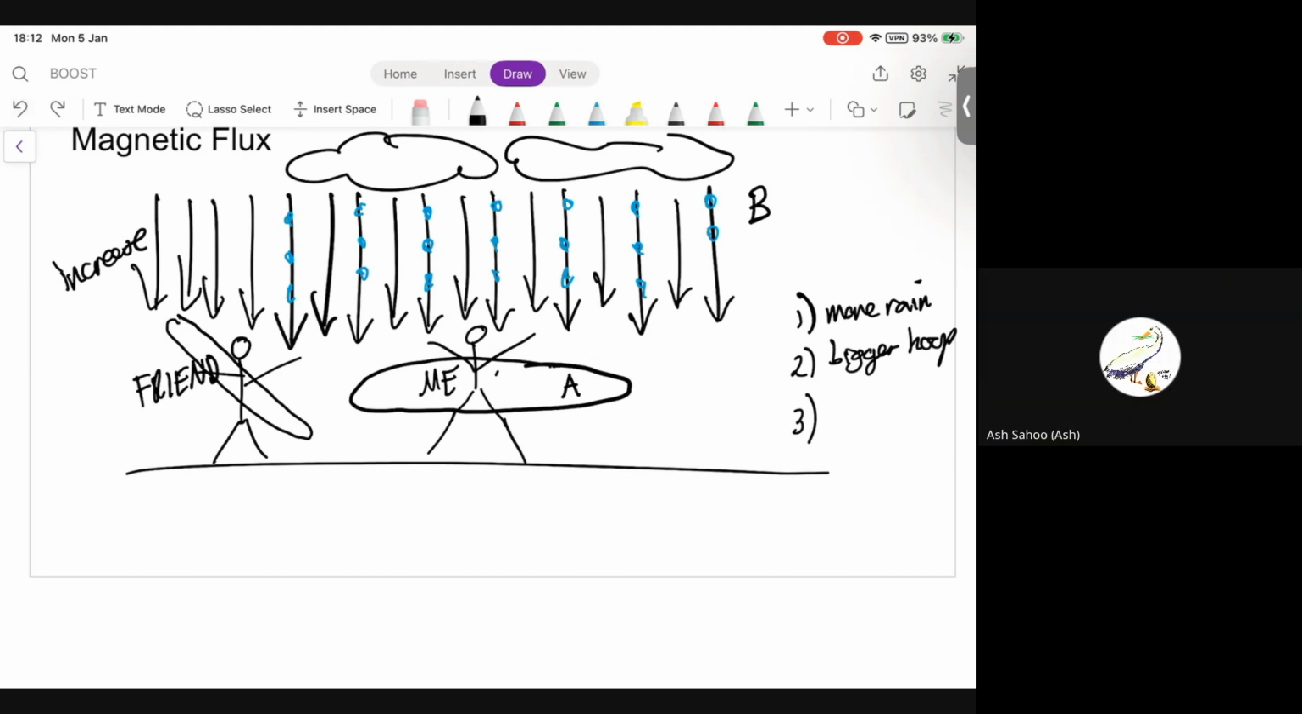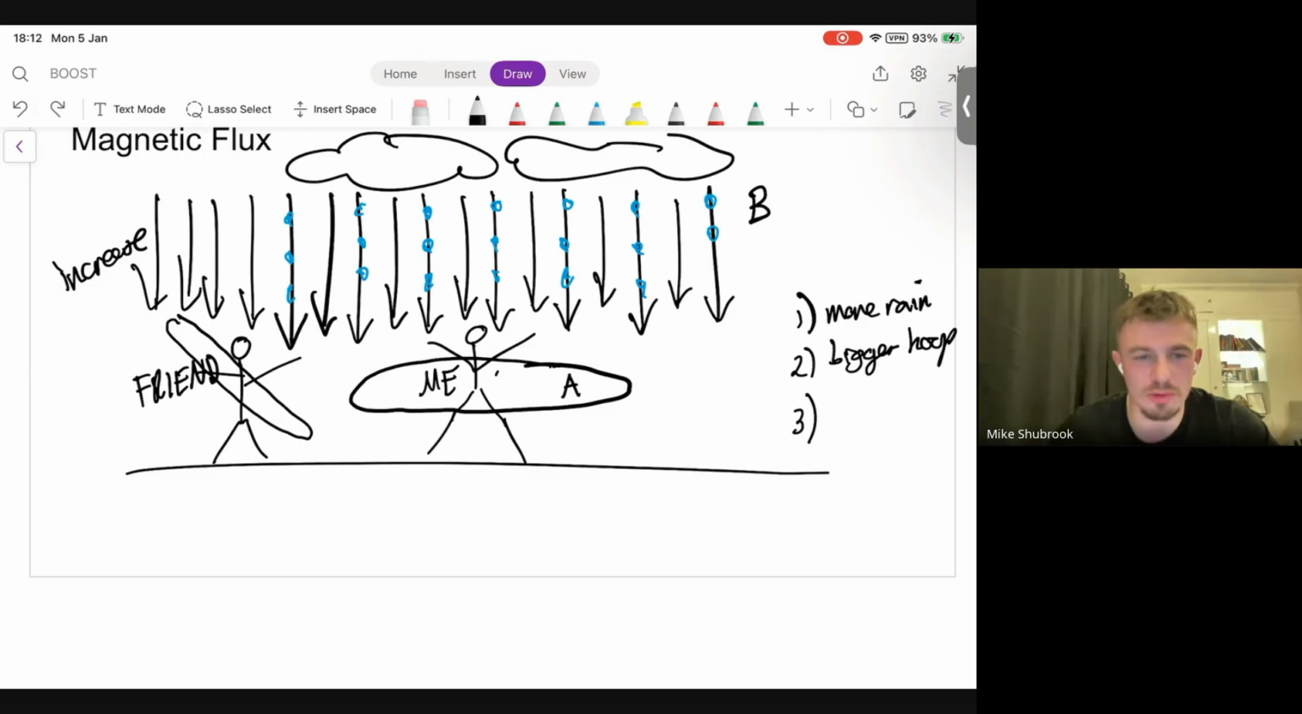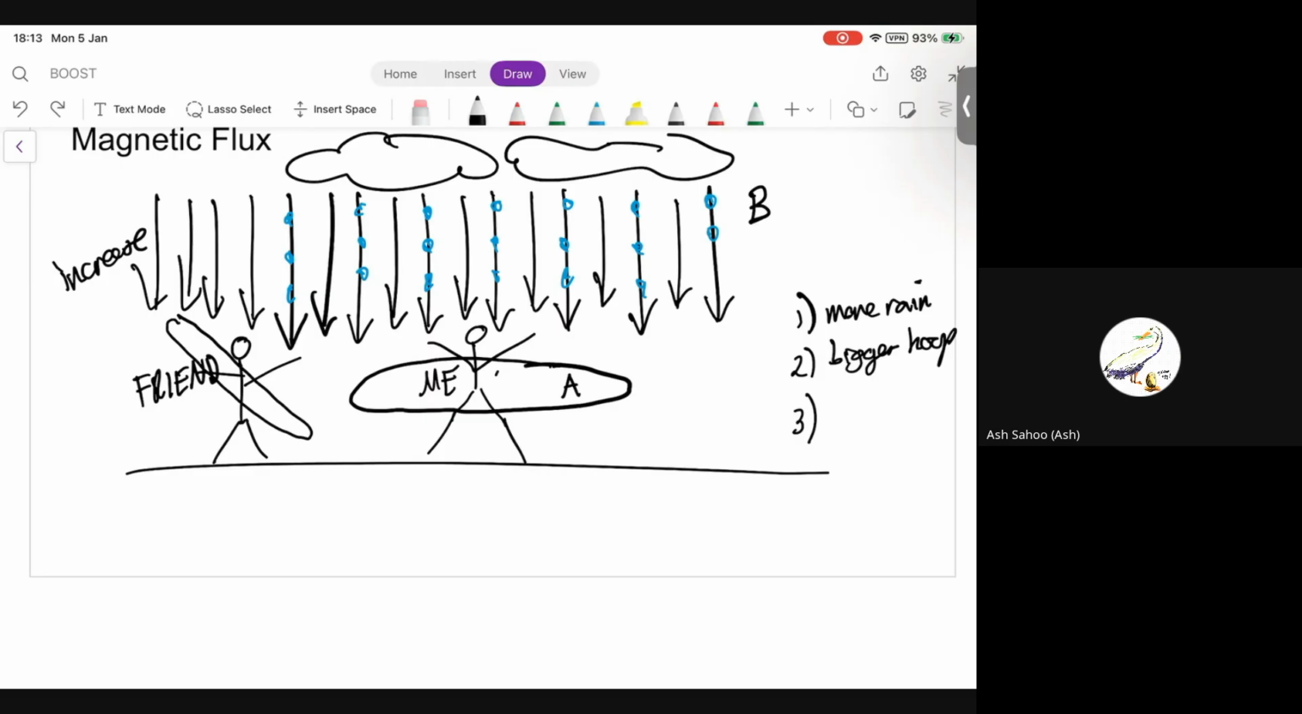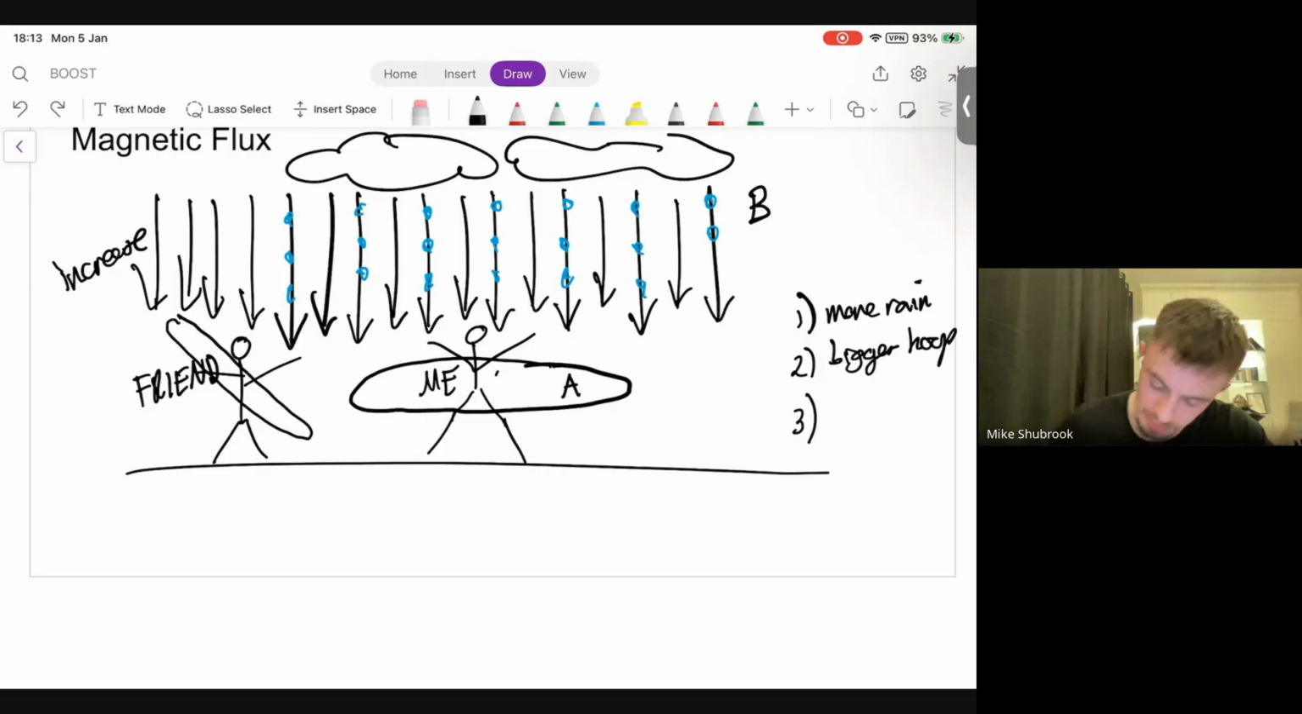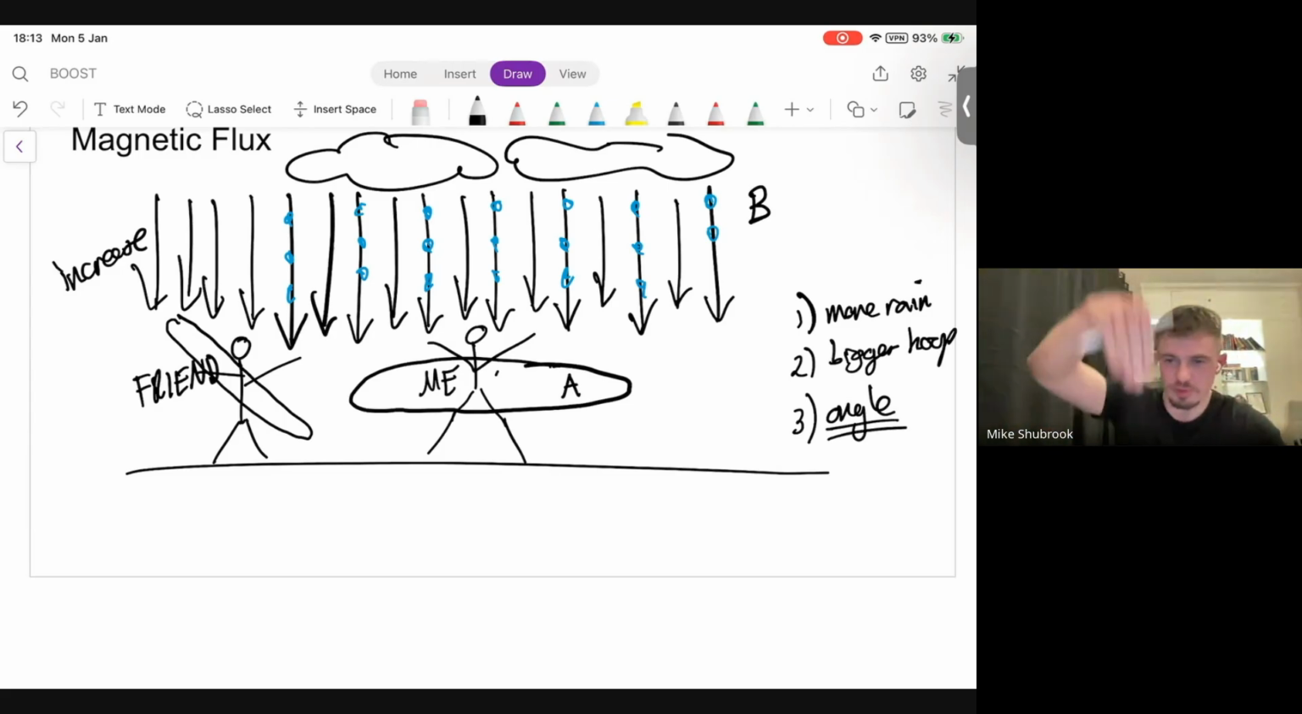Ash? Could you also change the angle? Perfect, right? So what angle do I want? Do I get more or does my friend get more in this situation? You get more. Good. Right, so we want to make sure that this angle between the plane of my hula hoop and the rain is, well, we'll see what the angle is, but let's just say that we need to be careful about what this angle is here.